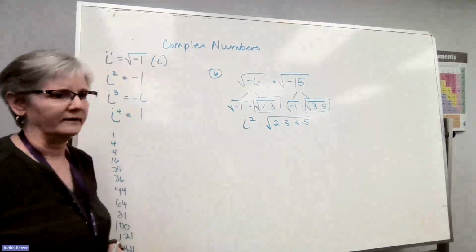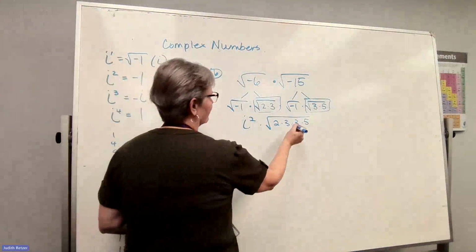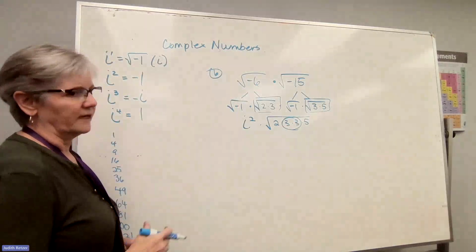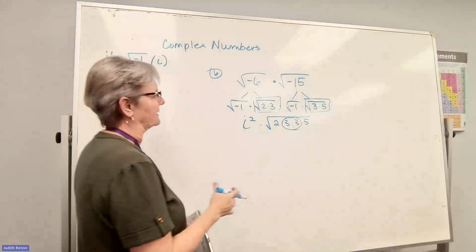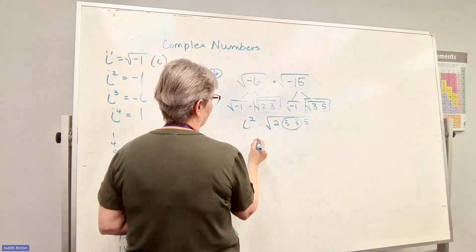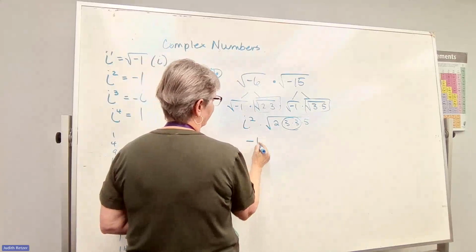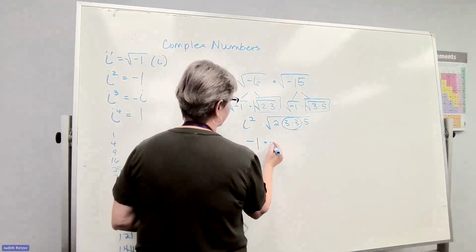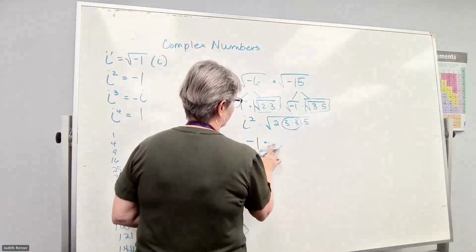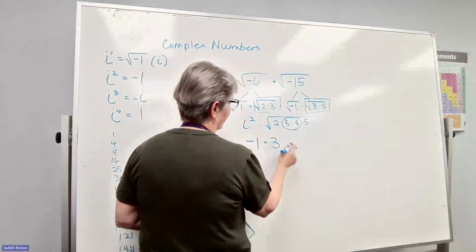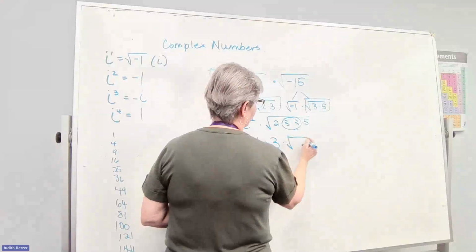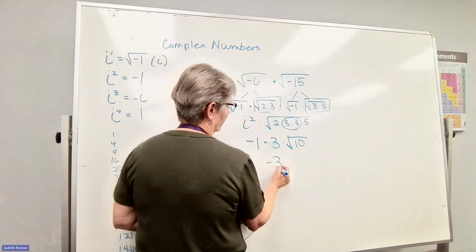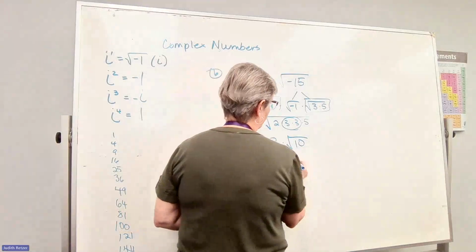Do I have a square in there? Yes, I have a square. I see it right here. That means that 3 can come out from underneath the square root symbol. So basically, I have a -1 times, what is the square root of 9? It's just 3. I'm going to put a 3 there. And then it leaves me with the square root of 2 times 5, which is 10. So my answer is -3 times the square root of 10.